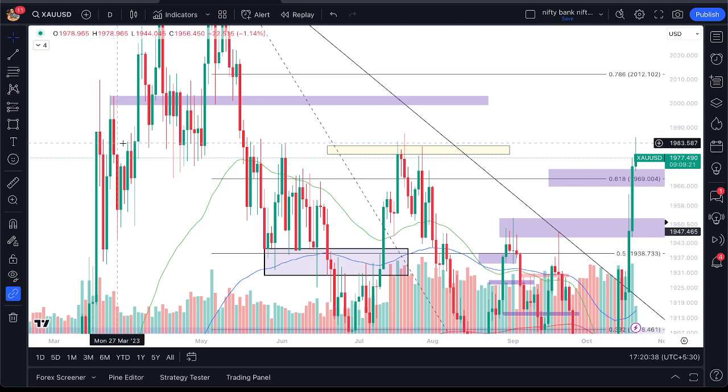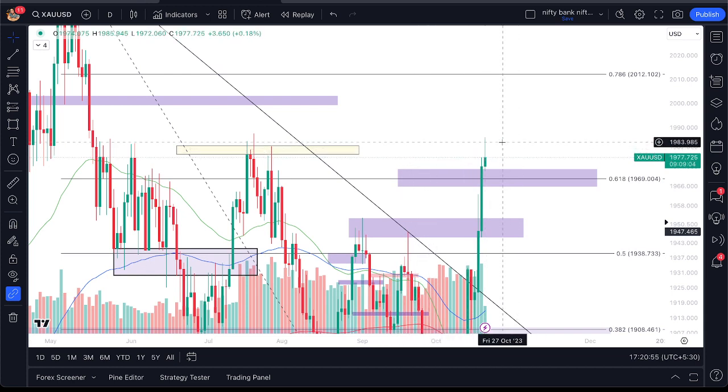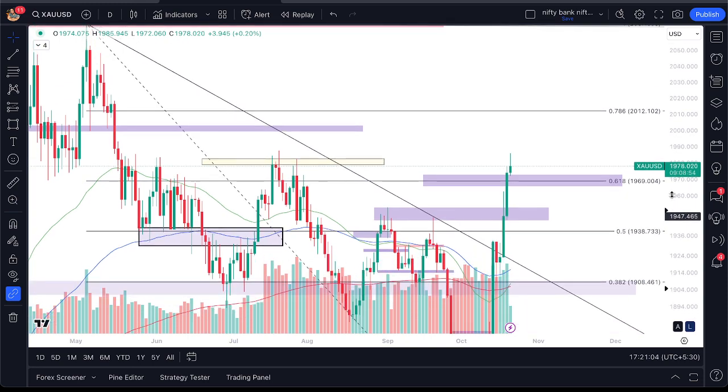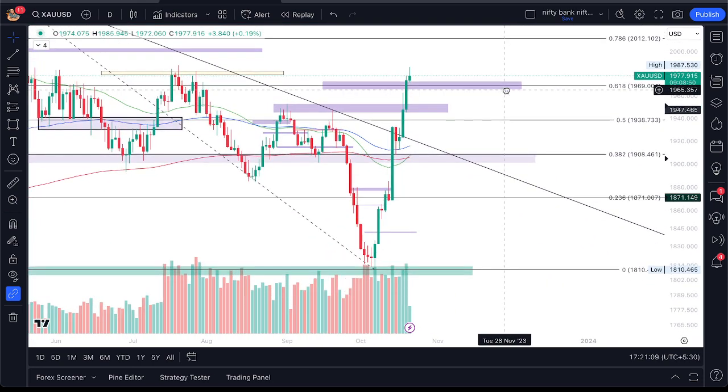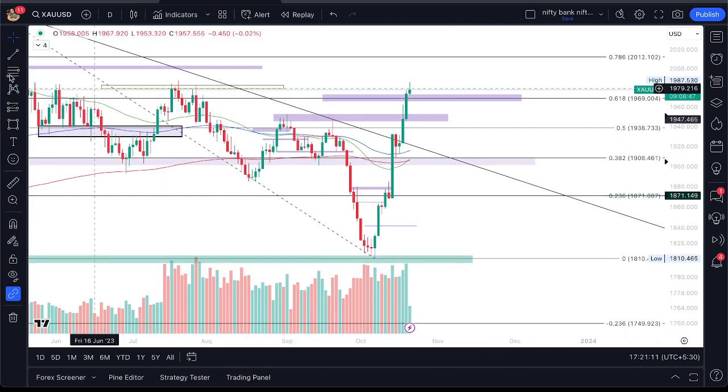From here 1983 is also a strong support zone, and this is a strong resistance zone. It has responded several times from this level 1985, and it is showing the same. It has given more than 50 pips easily. Apart from this, if it comes down, let's see, we'll draw a small fib as well over here.